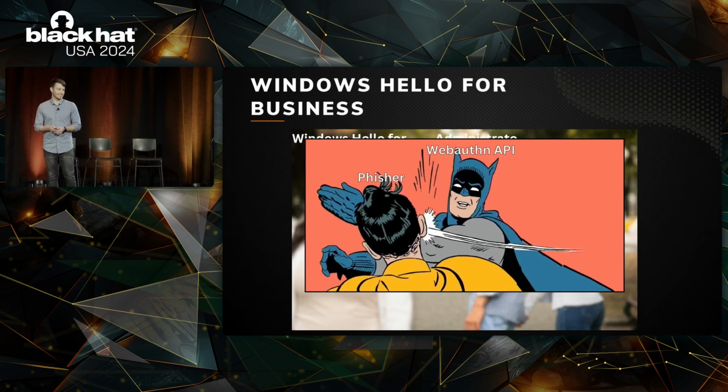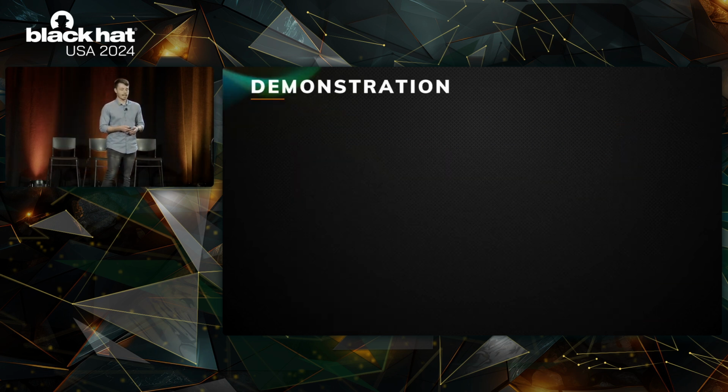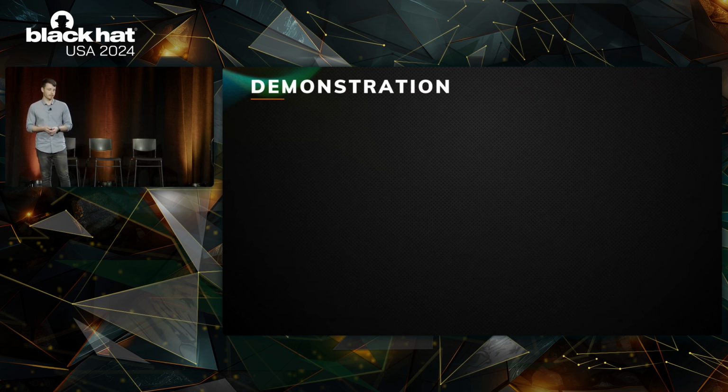And the answer is not so simple because of the WebAuthn API. And we're going to understand what happens now. We're going to see what happens when you try and phish someone who uses Windows Hello for Business if you set everything up correctly for the phishing framework.